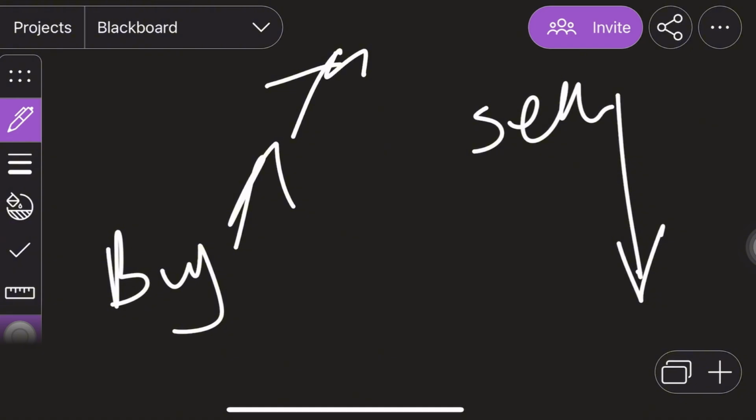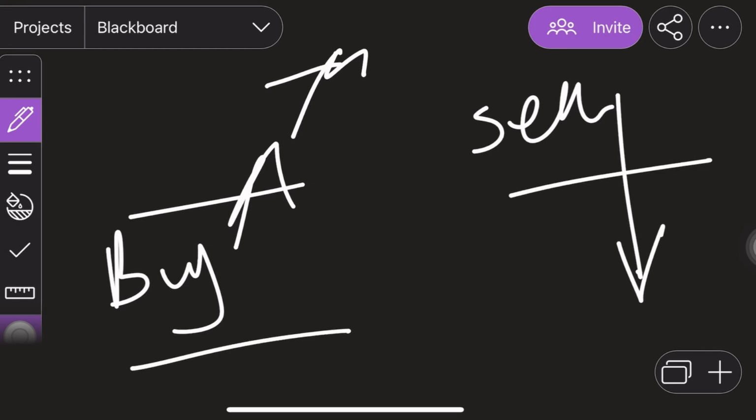So you place the buy stop. A buy stop is placed above the current market price. A sell stop is placed below the current market price. A buy limit is placed below the current market price. A sell limit is placed above the current market price. So those are the differences with the placement of these specific orders.